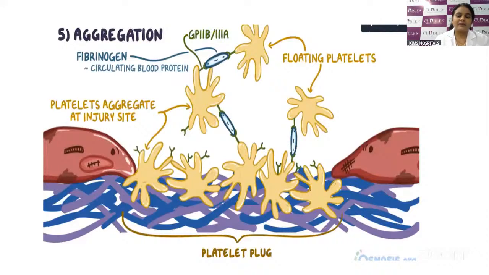Now, adenosine diphosphate and thromboxane A2 cause the platelets to bind to the collagen and also cause the floating platelets to express the glycoprotein 2b3a that binds to the fibrinogen. And this fibrinogen helps in binding the other platelets in the blood to the platelets that are bound to the collagen and increases more rapid aggregation of the platelets, finally leading to the platelet plaque formation.